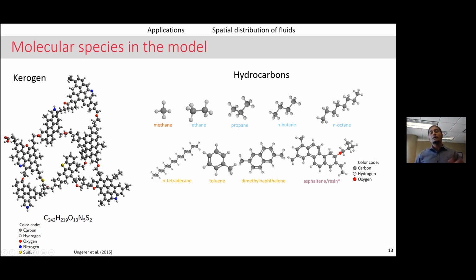If you're able to look at this under a microscope, this is what it would look like. Each one of these dots represents a carbon atom. This red dot over here represents an oxygen atom. This blue one over here represents nitrogen, and the yellow one represents sulfur. So this is the molecular structure of one of the monomers that makes up kerogen. And of course, these are the molecular models of all of the hydrocarbons.